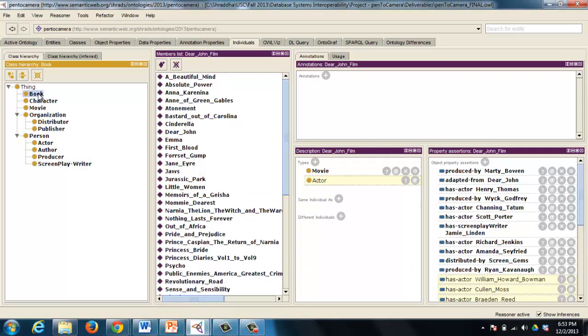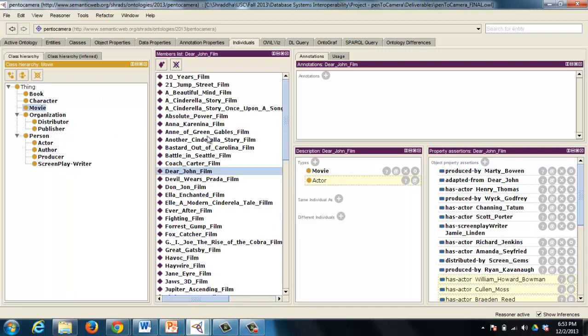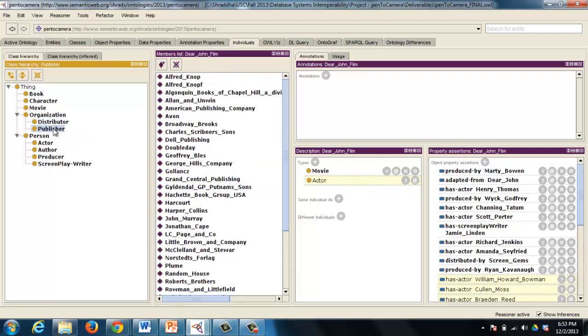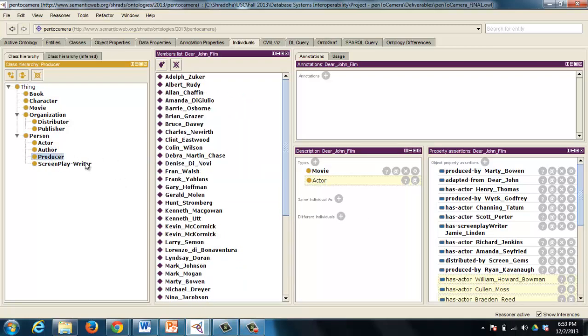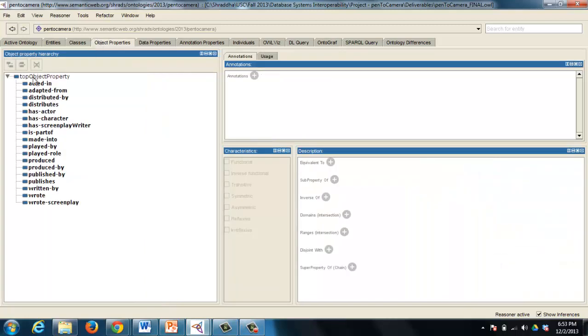There are a bunch of classes that we've defined, a list of books which is stored in the class book, characters in a book, list of movies, distributors of a movie, publishers of books, actors that have acted in a movie, authors of a book, producers that have produced movies, screenplay writers that have written screenplays for movies. Now these classes are linked together with each other using these object properties.